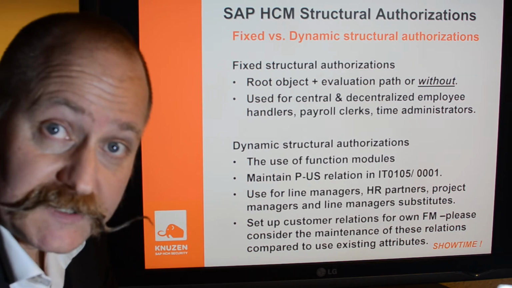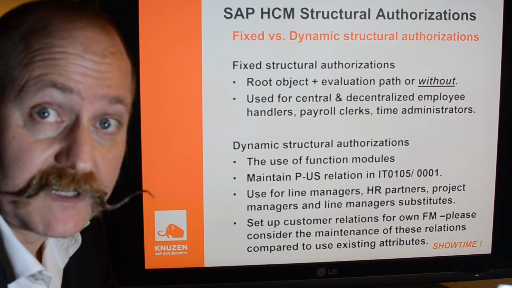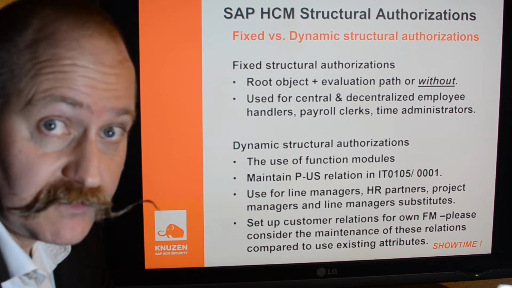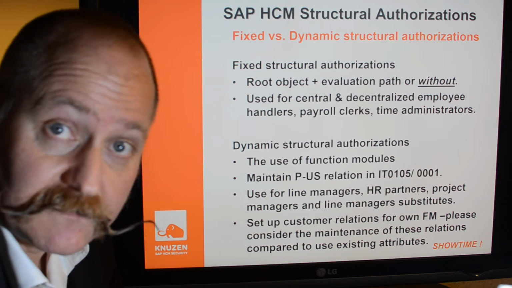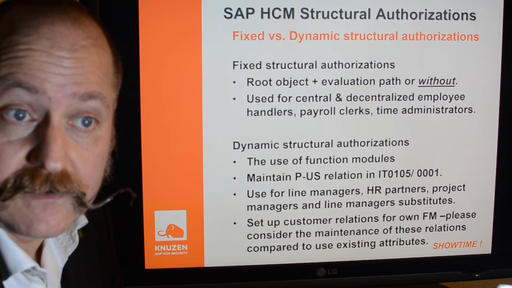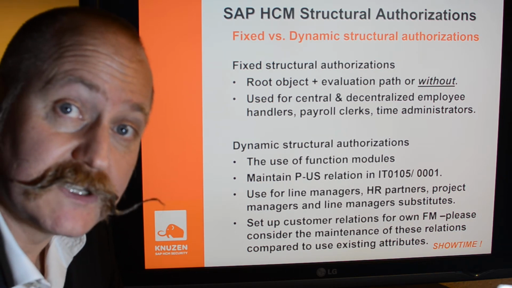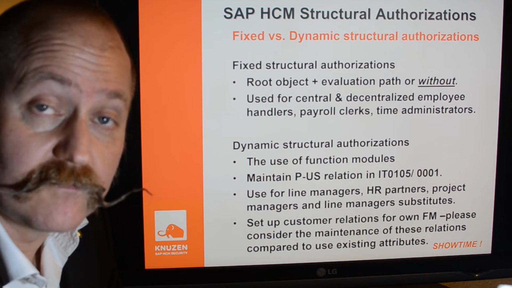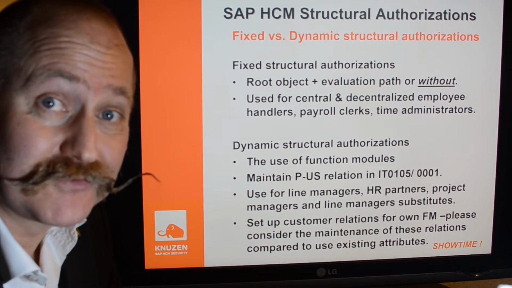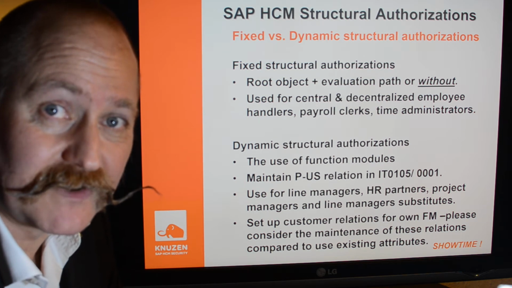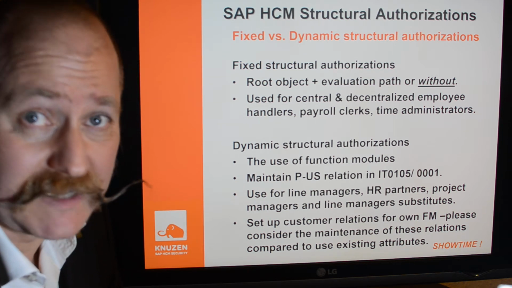The most common one is the line manager. This is based on a relation, and here you are using the person-user relation maintained in the communication info type 105, and then you can actually grant access to line manager's employees through one structural profile. So you don't have to create a structural profile for each manager, just one, and then use the function module, get manager assignment.